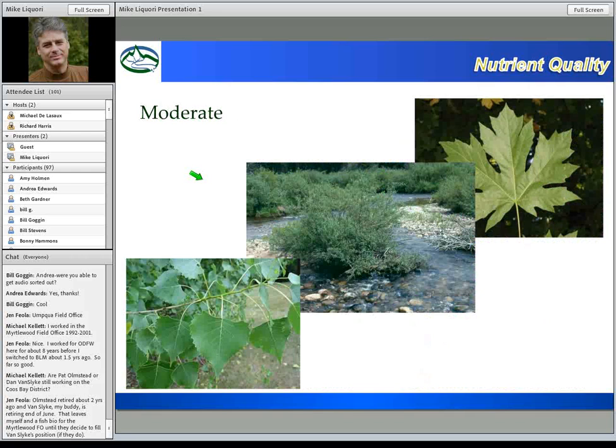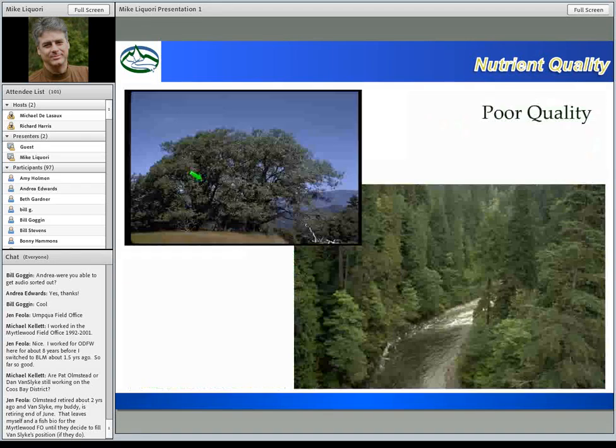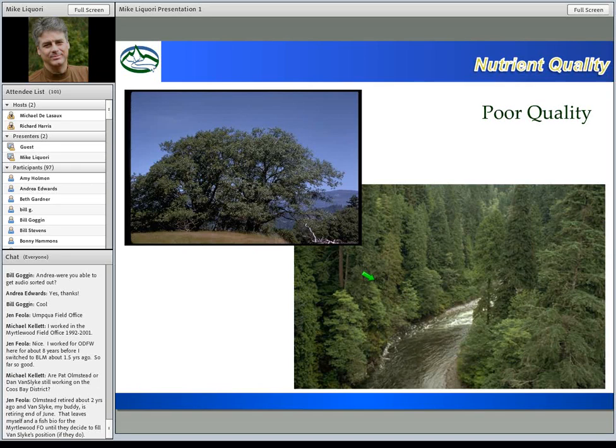When it comes to nutrient quality, some of the other species that have more moderate values are things like maple, willow, and cottonwood. And then the poorest quality by far are oaks and conifer, which generally don't have nutrients that are very bioavailable.